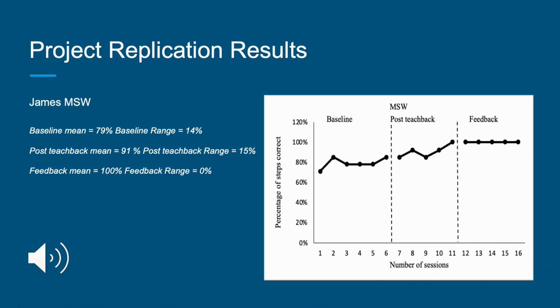This is James' result for multiple stimulus with replacement preference assessment. You can see in the baseline, my mean was 79% and range was 14. Post-teach-back mean was 91%, and then the range was 15. And the feedback was 100% for the mean and 0% for the range, meaning the highest number was 100, lowest number was 100, so the range is 0.